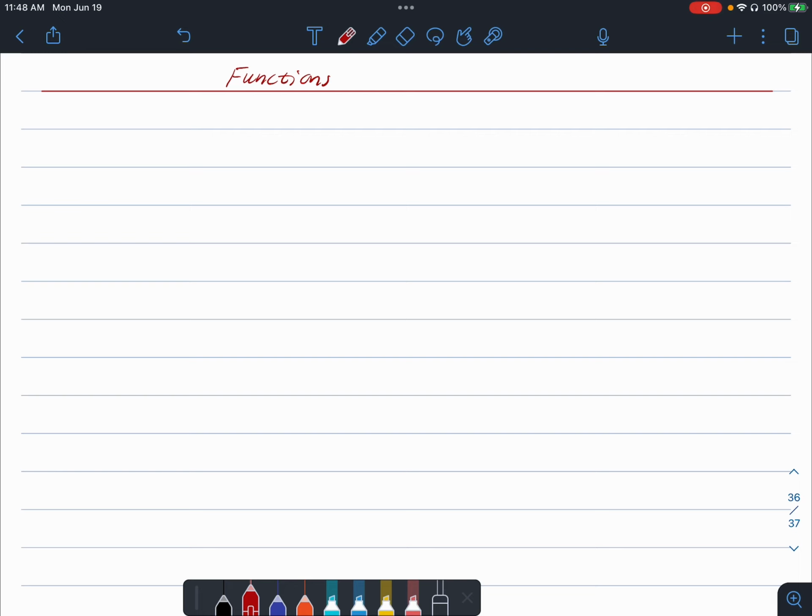Sometimes I think it's easiest to explain this by looking at several different examples to see if something is a function or if something is not a function. So let's look at this map here. Let's take a look at our domain.